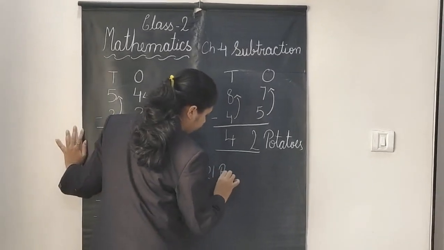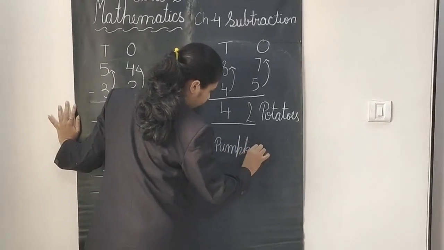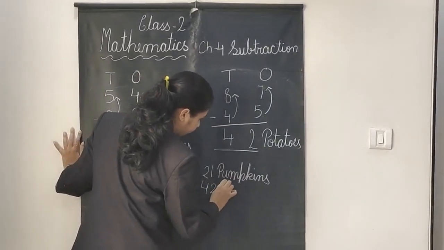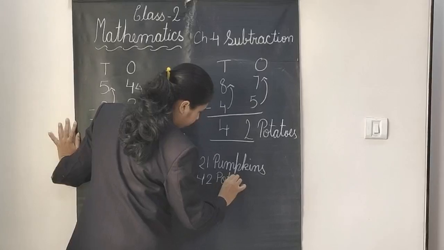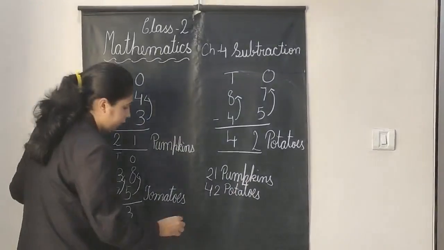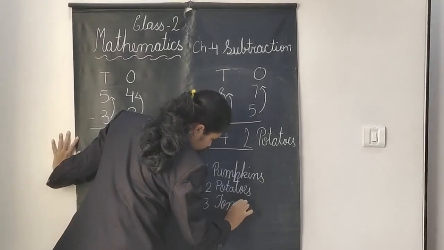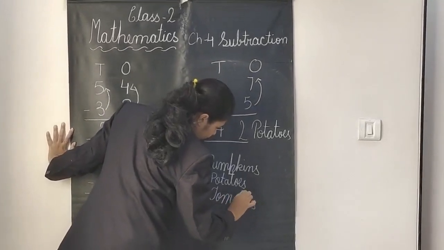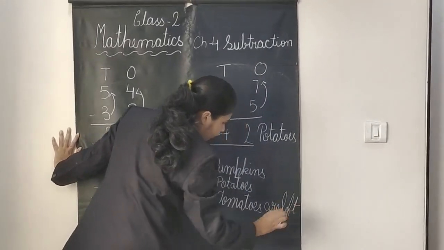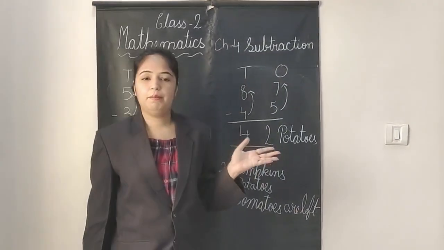21 pumpkins, then 42 potatoes, and 13 tomatoes are left. I hope the concept is clear of the story of the farmer Madan.